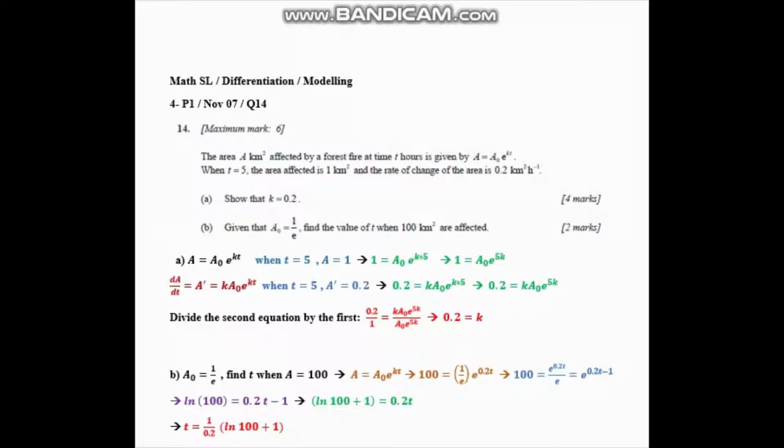In order to get the t, I need to get rid of the exponent. I need to remove the exponential function, which I shall do by introducing the ln function to both sides. So ln 100 equals 0.2t minus 1. And I add the 1 to the left-hand side. Hence, t equals 1 over 0.2 times (ln 100 plus 1). Of course, 1 over 0.2 is 5, but if you don't know that, that's fine. It's perfectly fine to leave the answer as is, as the red answer at the bottom of the screen. So this is a perfectly fine final answer.